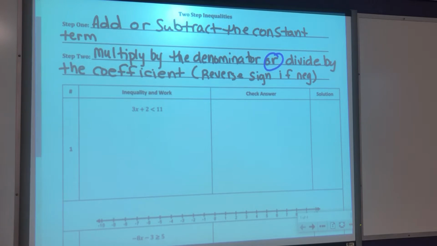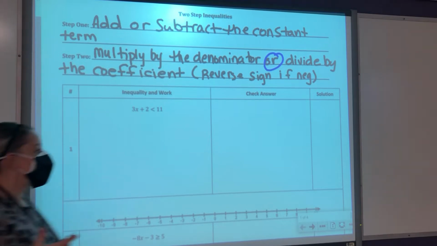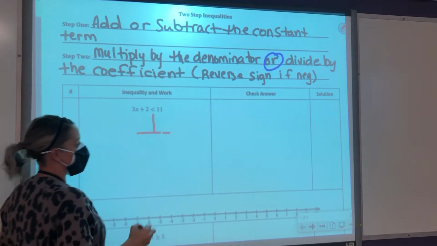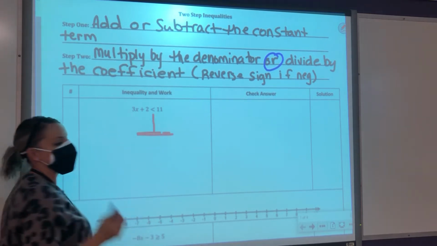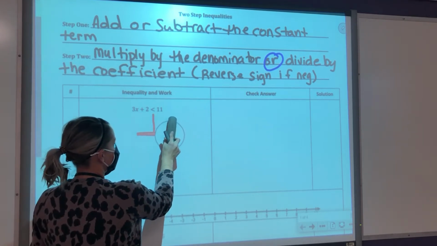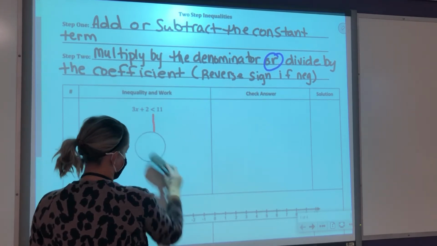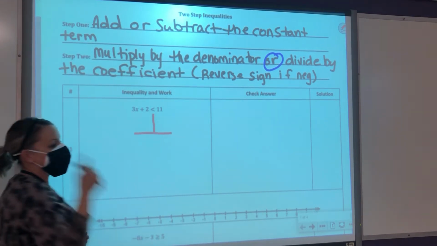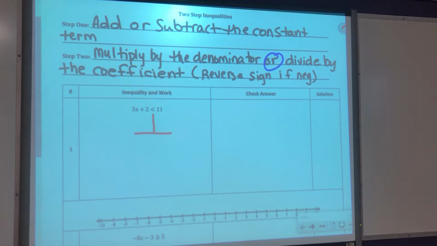Okay. So our first problem, 3x plus 2 is less than 11. Whenever we're solving equations, what do we do first? Upside down T, right? What does our upside down T do? Break your problem into 2 steps. Very good. It breaks our problem not just into 2 steps, but into 2 sides. It gives us a left side and a right side. It reminds us, whatever I have to do on the left, I also have to do on the right.